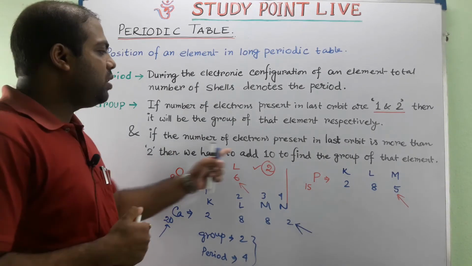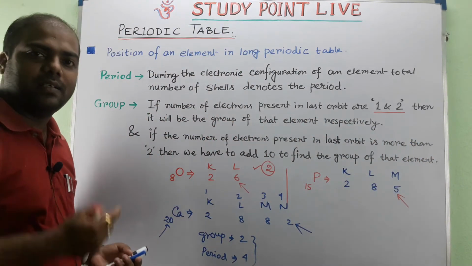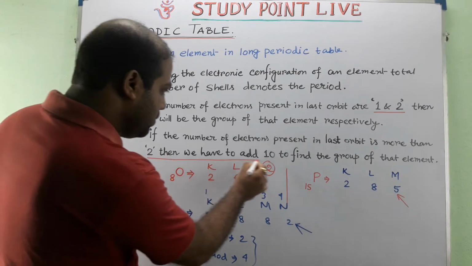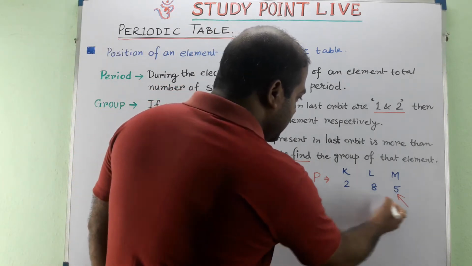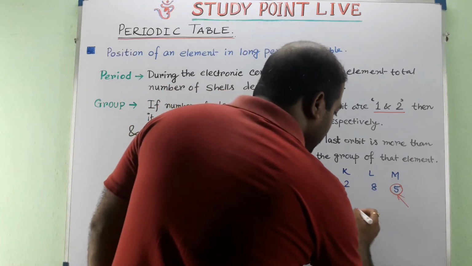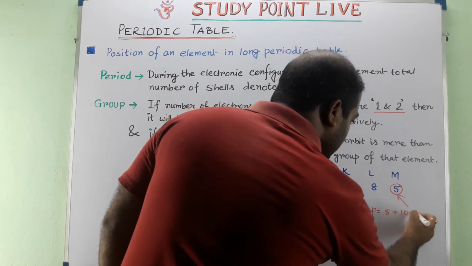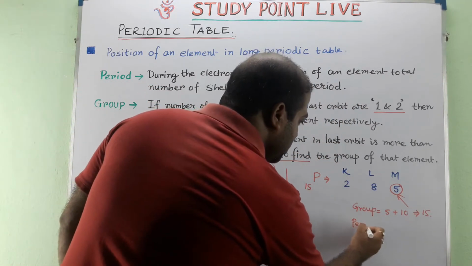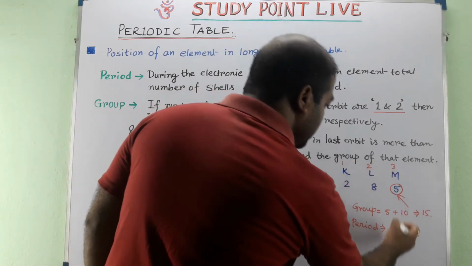And if the number of electrons present in the last orbit is more than 2, then we have to add 10. Now look at this. Here the number of electrons present in the last orbit is 5. So we have to add 10 to find the group of phosphorus, that is 15. Now the period will be 1, 2 and 3.